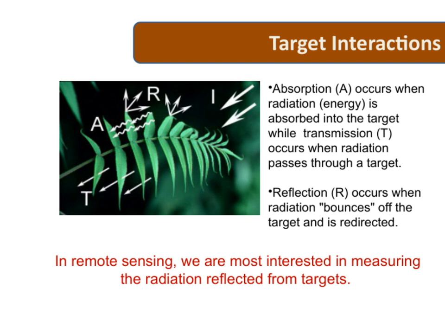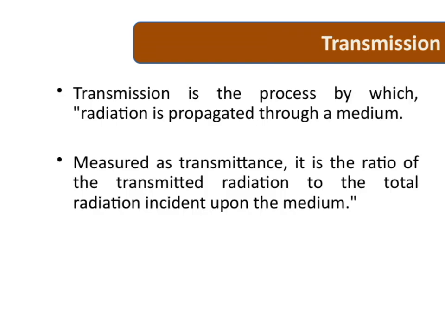Understanding these interactions, absorption, transmission, and reflection, is fundamental because they determine what information our sensors receive about the target. They help us interpret the data accurately and connect to the bigger picture of how remote sensing allows us to analyze Earth's surface. Today, I want to talk about transmission.